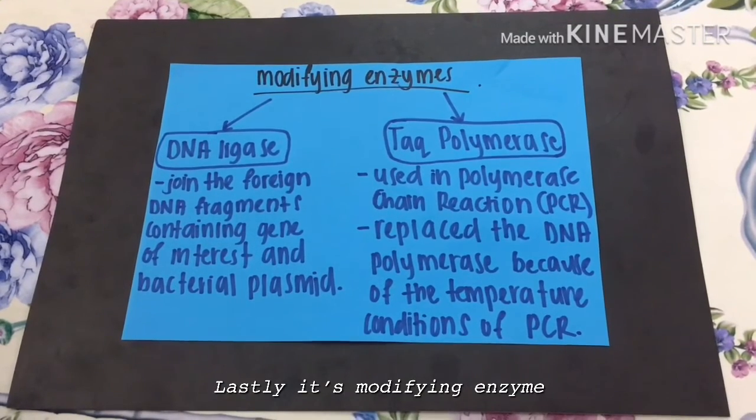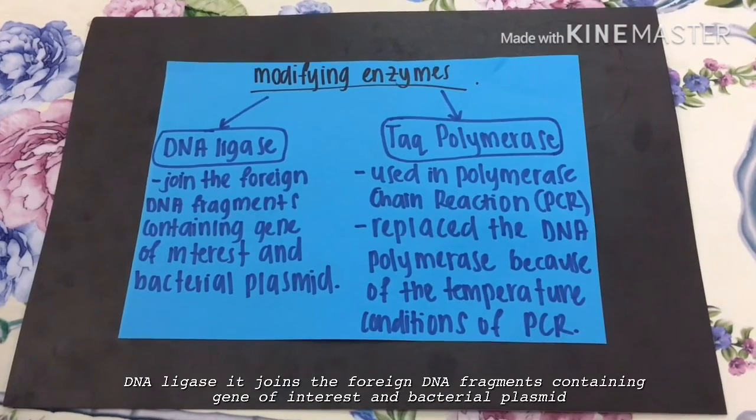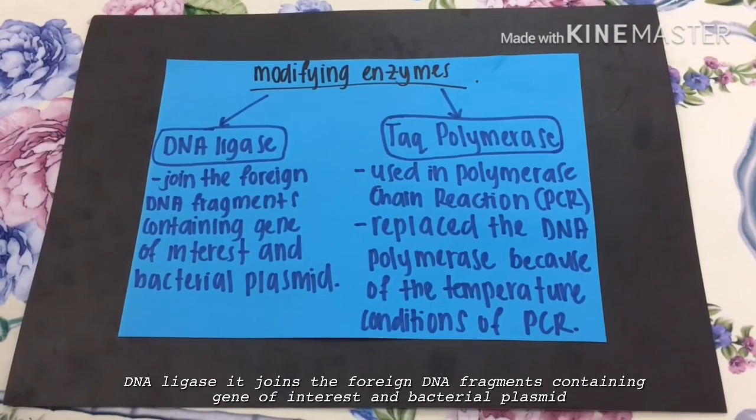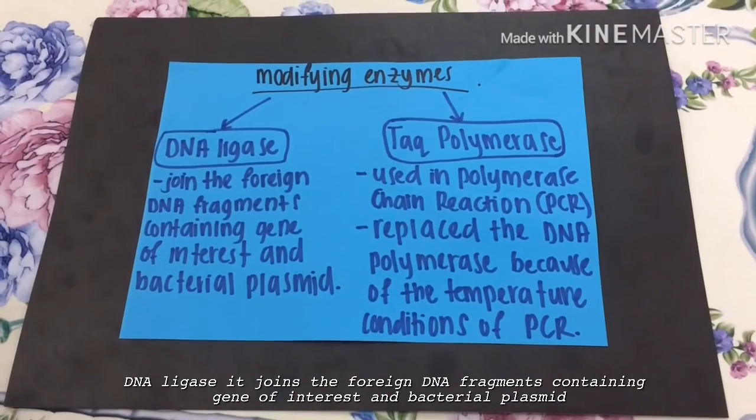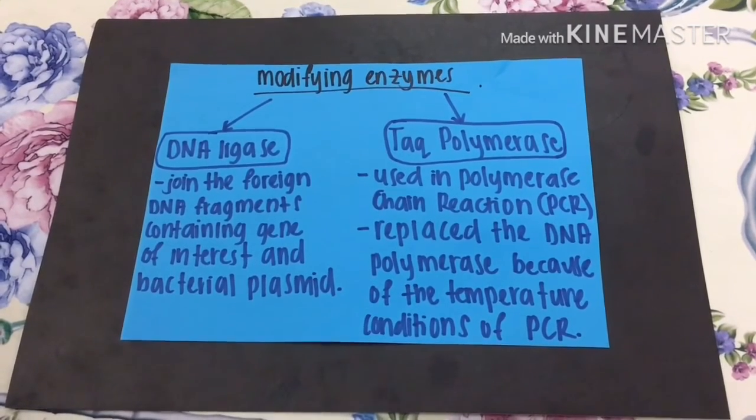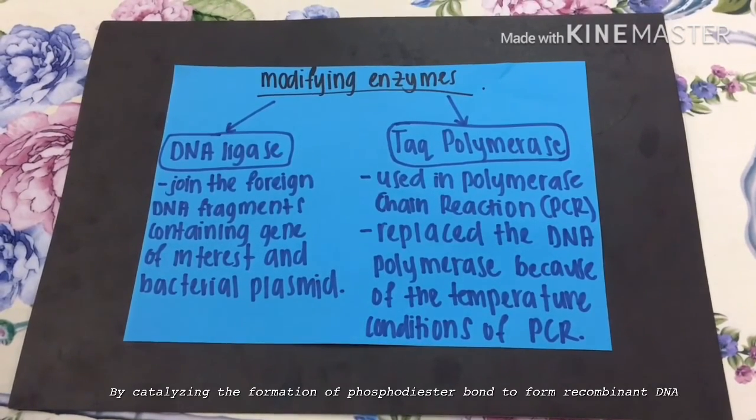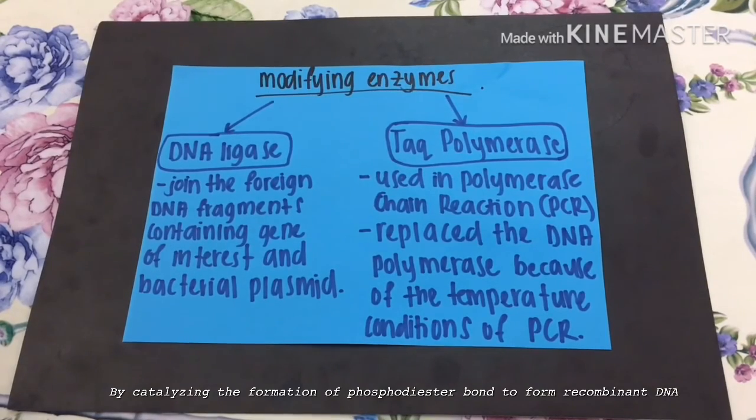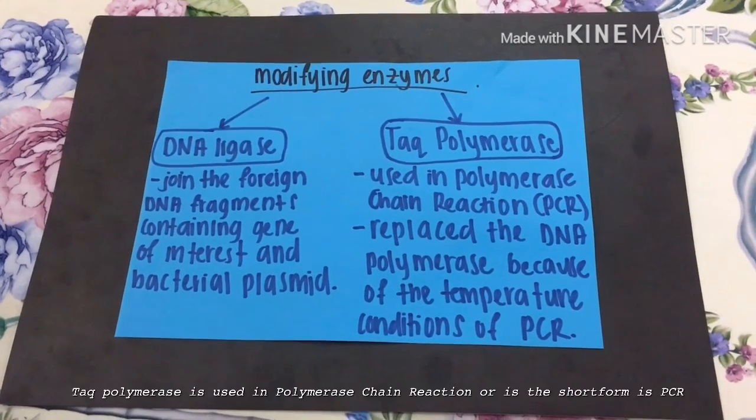Lastly is modifying enzymes. DNA ligase joins the foreign DNA fragments containing the gene of interest and the bacterial plasmid by catalyzing the formation of phosphodiester bonds to form recombinant DNA.